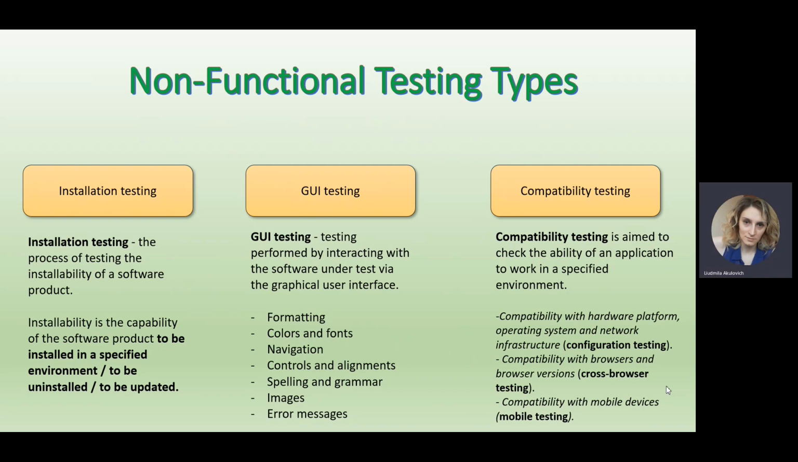Compatibility testing stands for checking the ability of our application to work in a different environment. For example, compatibility with hardware platforms is configuration testing, a subtype of compatibility testing. You can also check compatibility with different browsers and different browser versions. This is cross-browser testing. So compatibility testing is the ability of our application to work with different requirements, to be compatible with different environments.